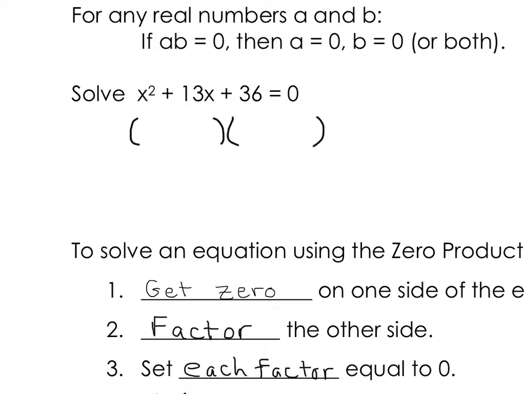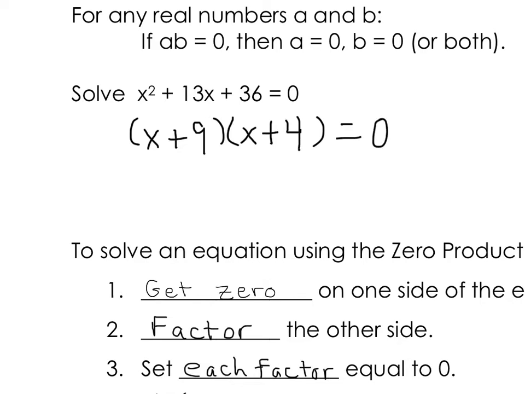We put our double set of parentheses, we factor x squared, we look at the sign before 36, it's positive, that means the signs are the same. They're the same as the middle term, which is positive 13. So we know we have a plus and a plus. What factors of 36 will give us an outside plus inside of 13x? It's got to be 9 and 4.